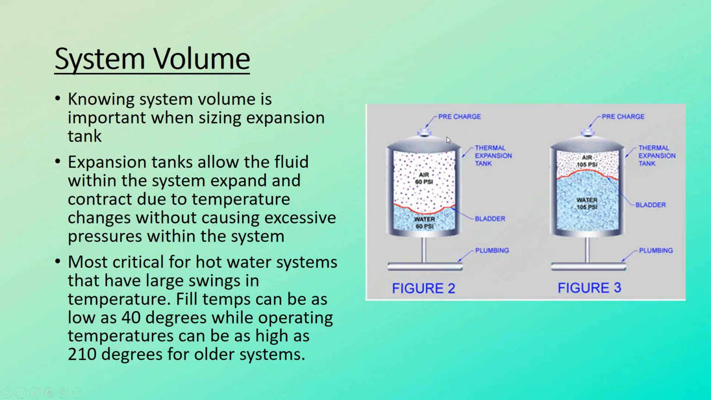So you have a bladder in here. You're going to pre-charge your tank with compressed air or another inert gas, and the water is going to interface with this bladder. So as this water in this pipe expands and contracts, it pushes against this bladder, and the air takes some of the pressure away. So this is definitely a critical part of your system, especially for older systems that can operate up at 210 degrees. We don't design that way anymore. But if you come across something existing, you could have a fill temp of 40 degrees and you can heat that up to 210, and that's going to be a very large volume difference.